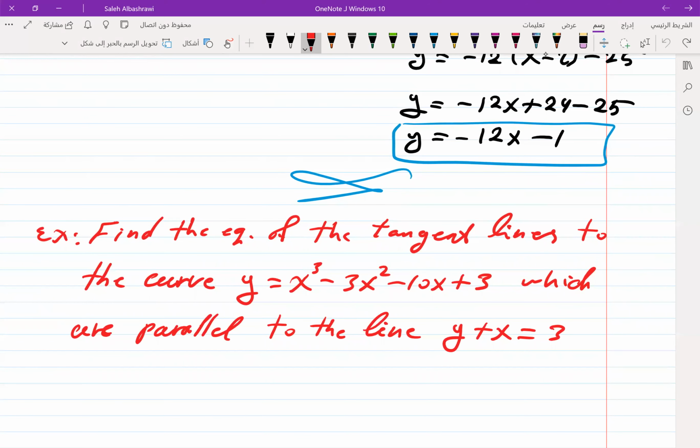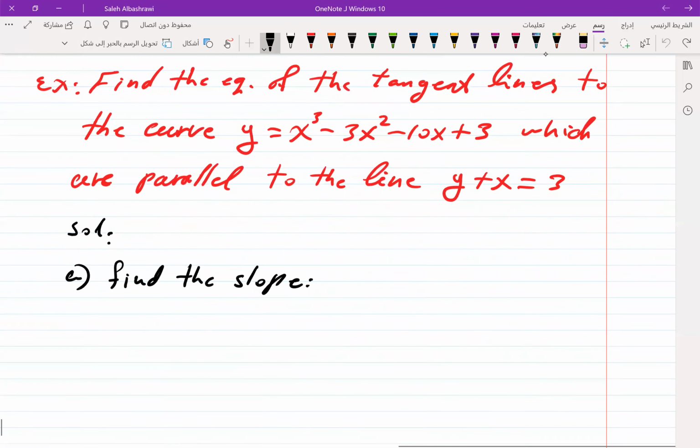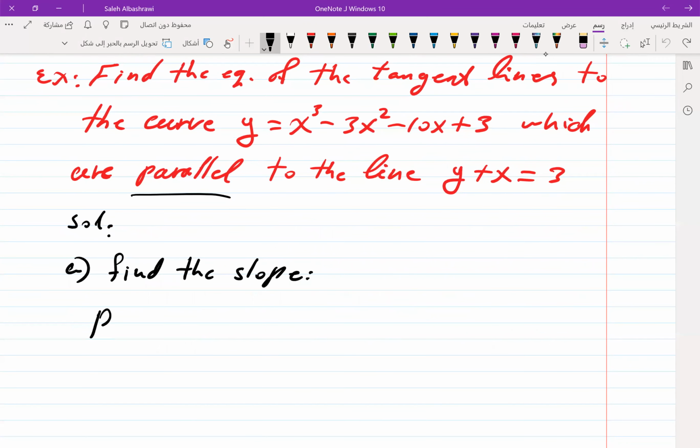Okay, I need to find the slope and the point. We need to find the slope. And we know these are parallel. Means m1 equal to m2. Now to find m1, we'll differentiate this one.